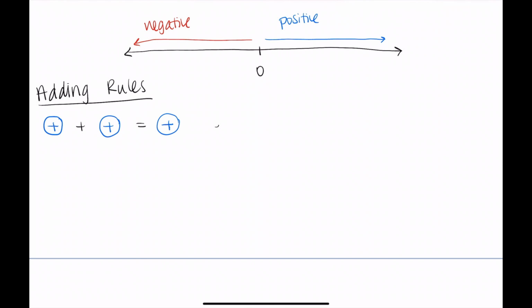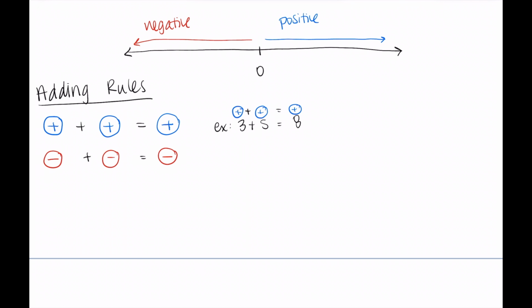So if we add a positive number and a positive number together, we will get a positive number. An example of that could be 3 plus 5. 3 and 5 are both positive. When we add them together, we get a positive 8. So positives plus positives gives us a positive.